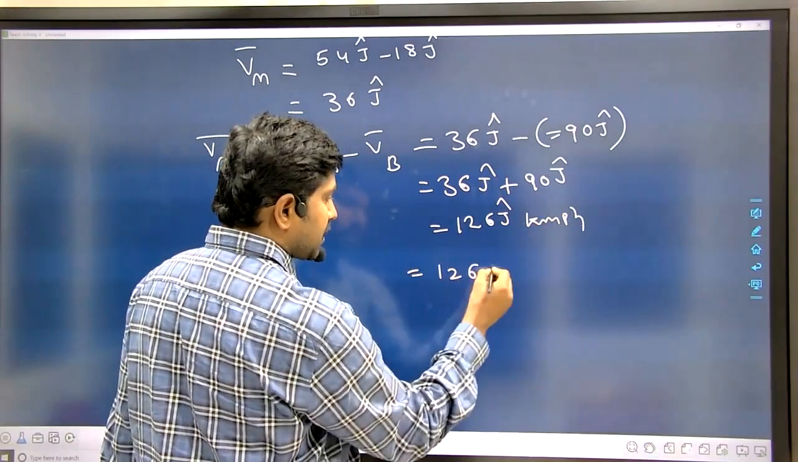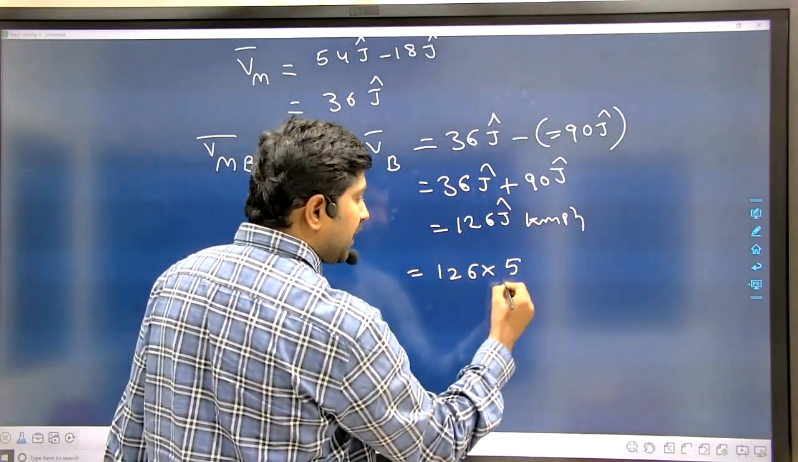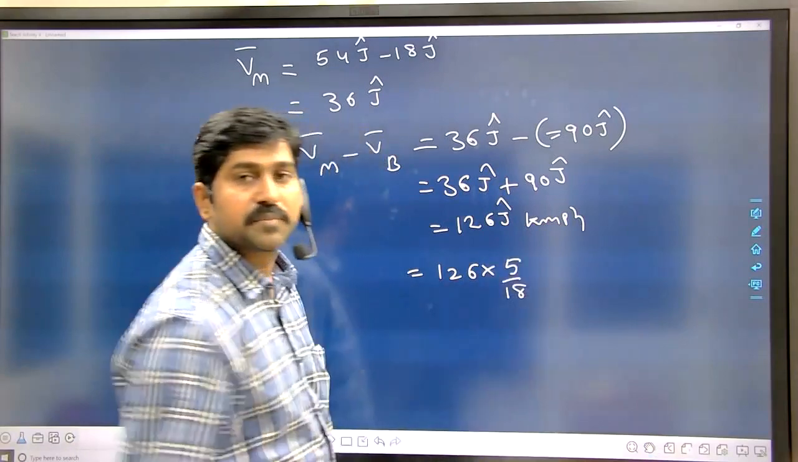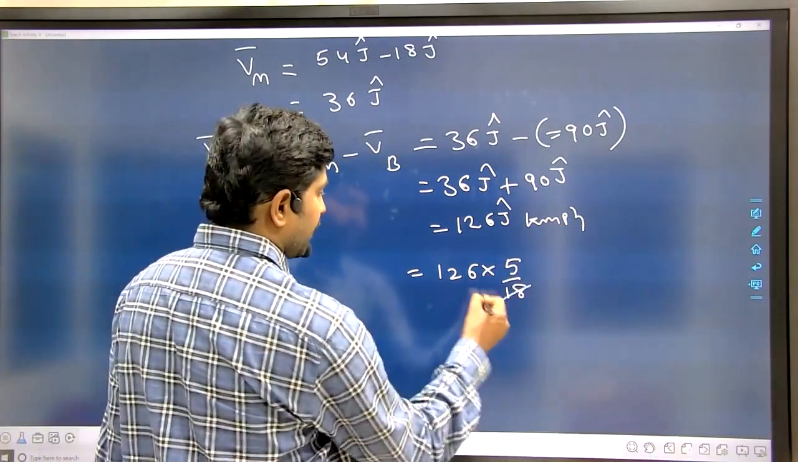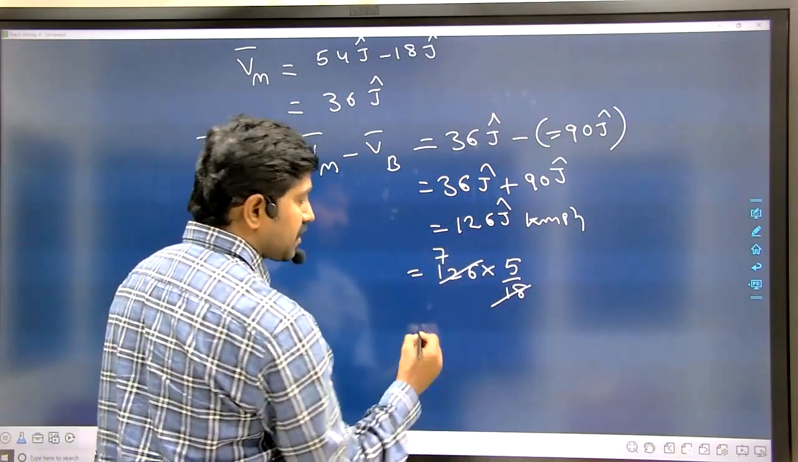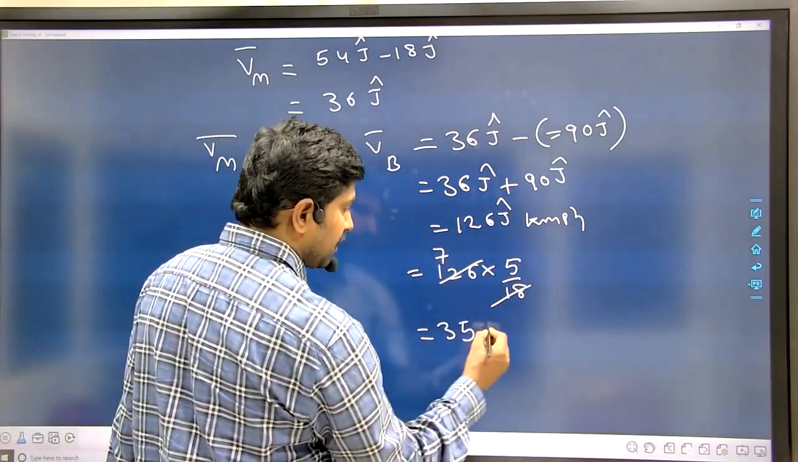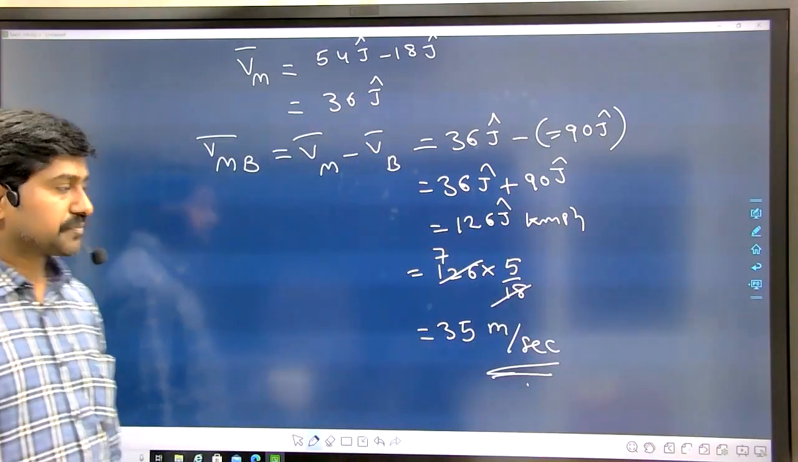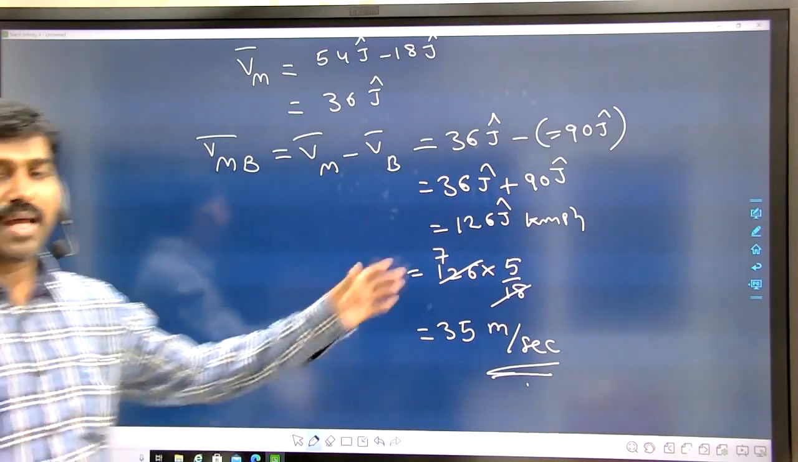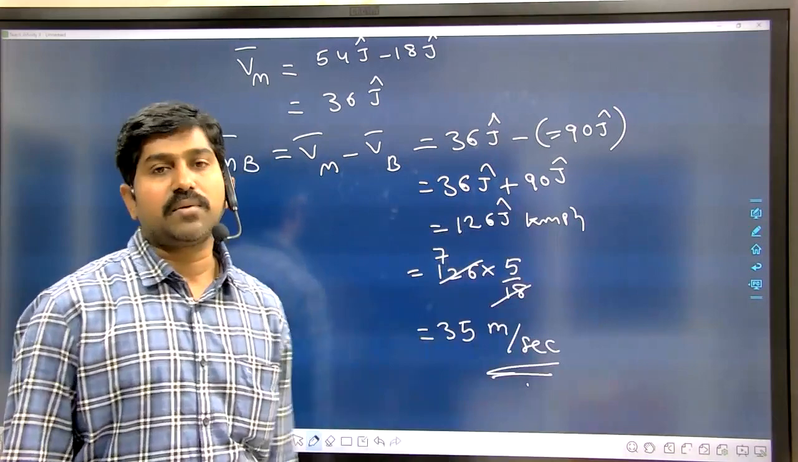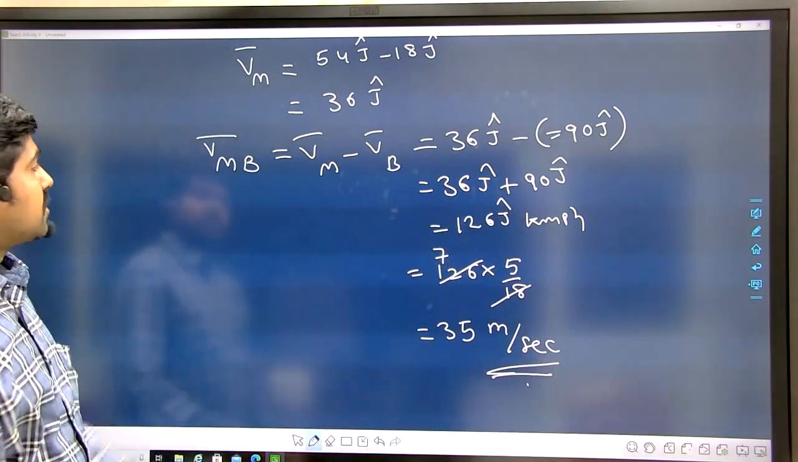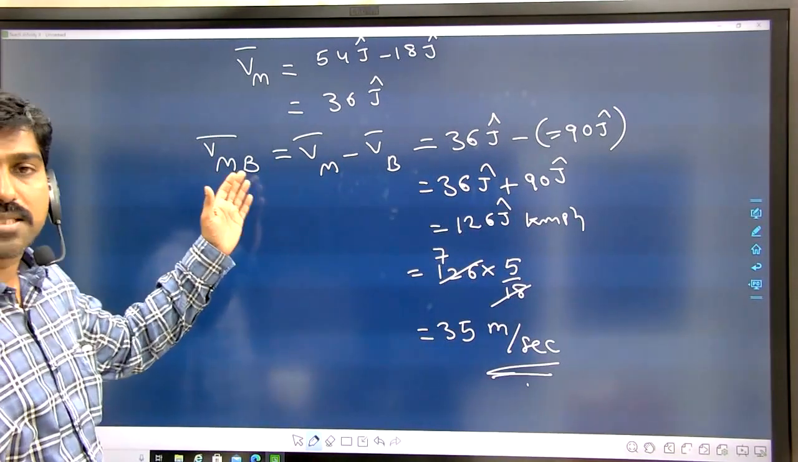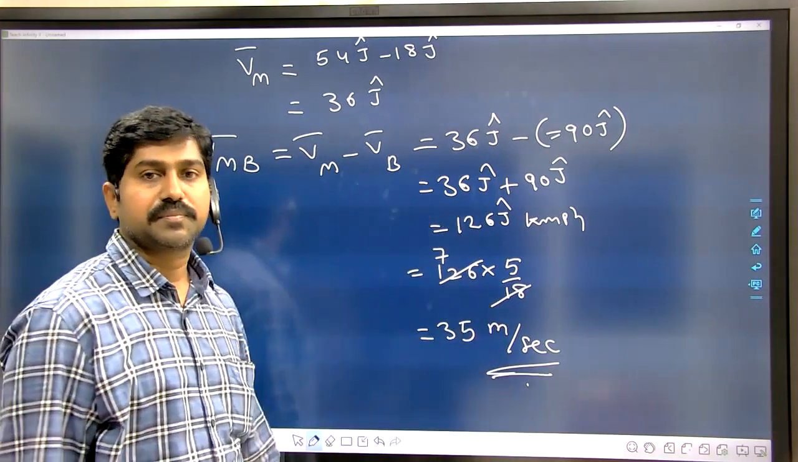So 126 into, to convert it into meter per second, you have to multiply with 5 by 18. So 18, 7 ja, it will be 7 5 are 35. And finally the answer is 35 meter per second. We just got the positive value, na? Positive value in the sense it is this VMB bar is just towards north.